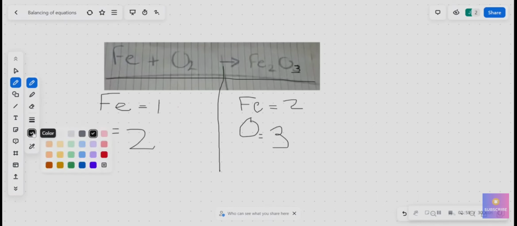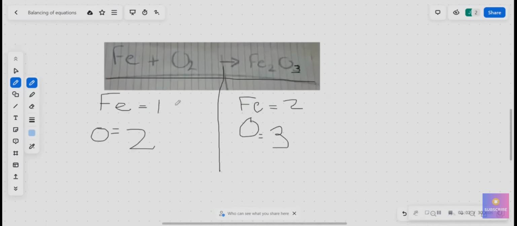So let's quickly change my color. Let's do a blue. We did red there. So the iron I see already, I need to multiply it by 2 to get it to 2. So then I can write the 2 there. But then the oxygen, remember, I cannot add or subtract or divide, and I can also not multiply with halves, fractions or decimals.